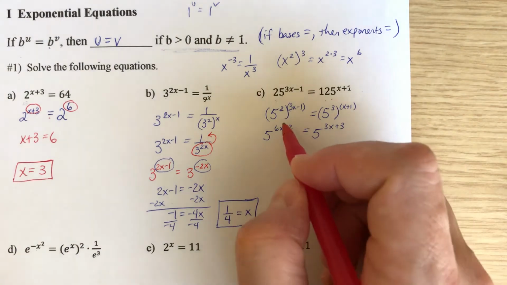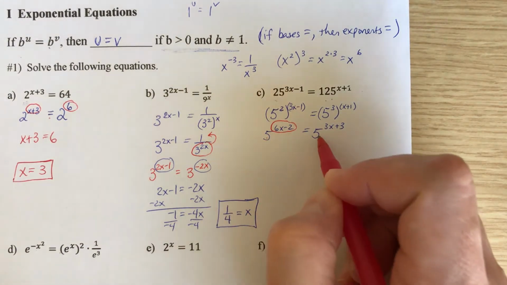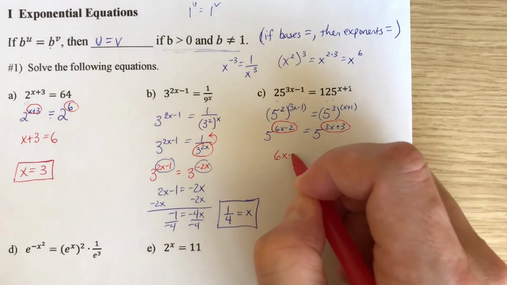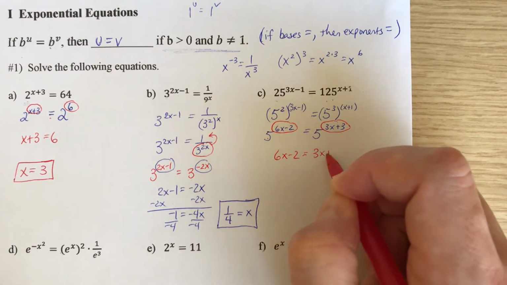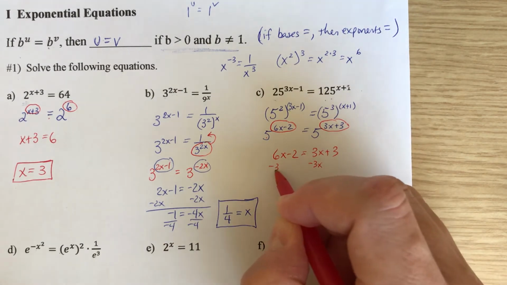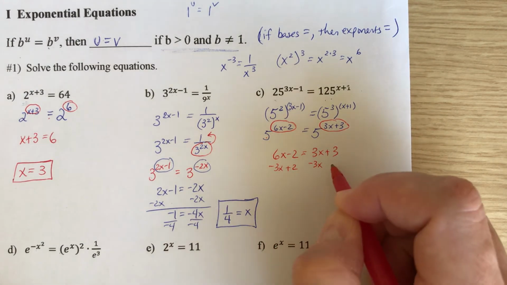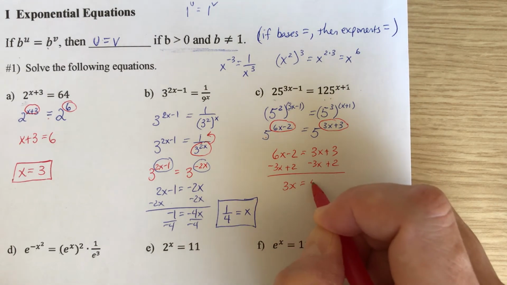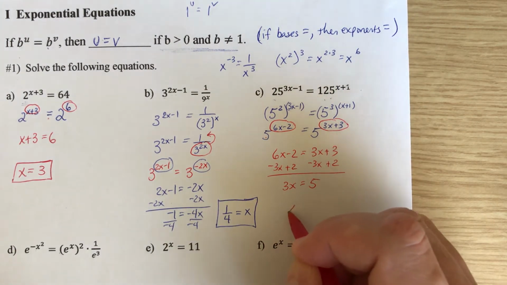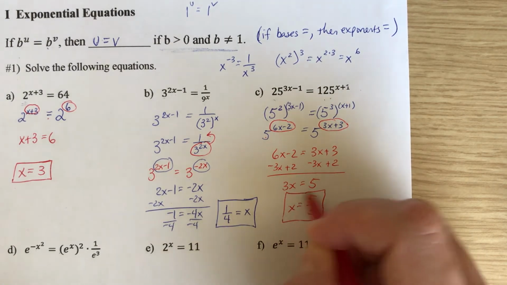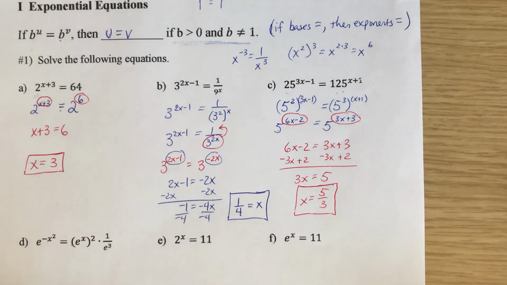Now that we have a common base, that means the exponents themselves have to be equal, so I just write those as an equation. I'll move the 3x to the other side by subtracting it, and at the same time move the minus 2 by adding 2, and we'll get 3x equals 5, divide by 3, x is equal to 5/3, and if we check it, it's good. Always check your answers and make sure that they're working.